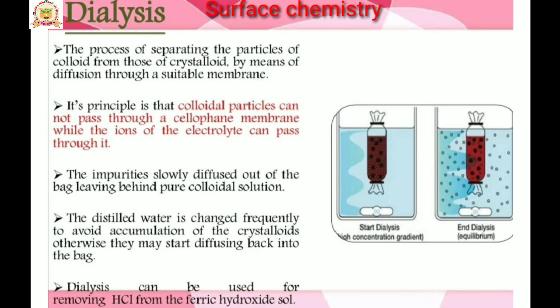Then the distilled water is changed frequently. Why is the distilled water changed frequently? Because we need to avoid the accumulation of the crystalloids, otherwise they may start diffusing back into the bag. Dialysis can be used for removing the HCl from the ferric hydroxide sol, and it is also used for the purification of blood.